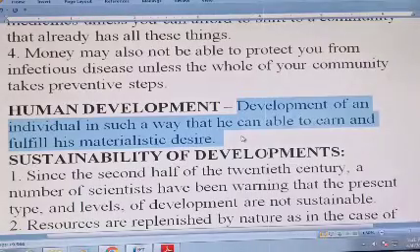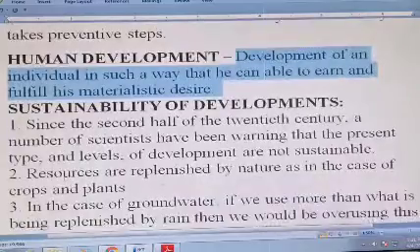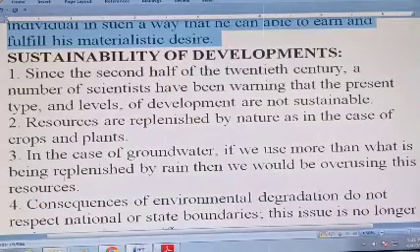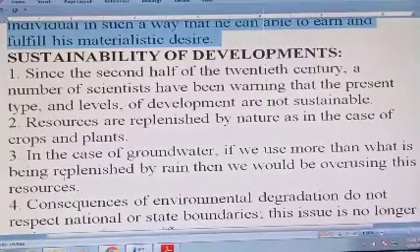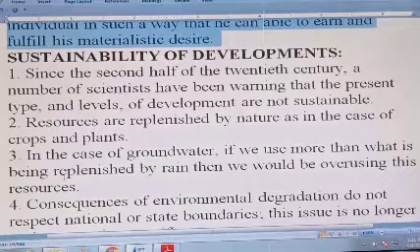Next is sustainability of development. What is sustainability of development? It means using the resources carefully and conserving them for the future generation, that is known as sustainability. Since the second half of the 20th century, a number of scientists have been warning that the present type and level of development are not sustainable.